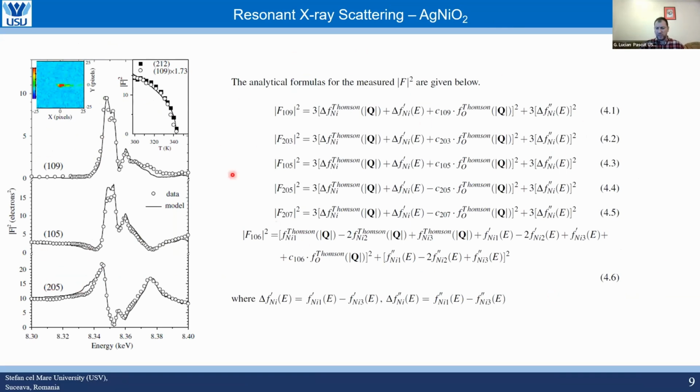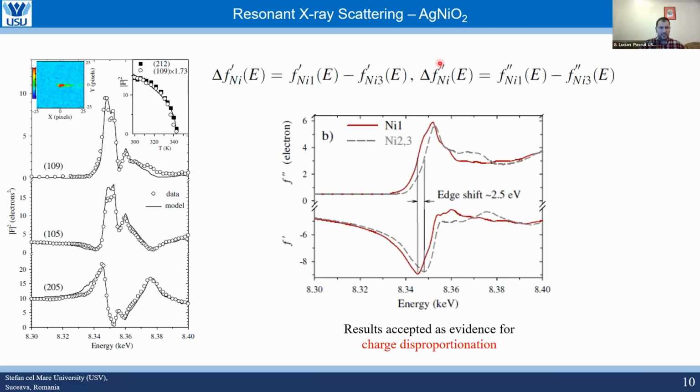You can model them with this mathematics. But in the end, what we extract by using the formula and the data is the difference between the sites of what we call the anomalous scattering factor. So the anomalous scattering factor, or the energy-dependent scattering power of each ion, has a real part and an imaginary part. And here we extracted these terms from the data for silver nickel oxide. And now the fact that we have a difference of these curves, which are called edges, because of this term, we say, okay, we clearly have charge disproportionation. This is what we do experimentally.